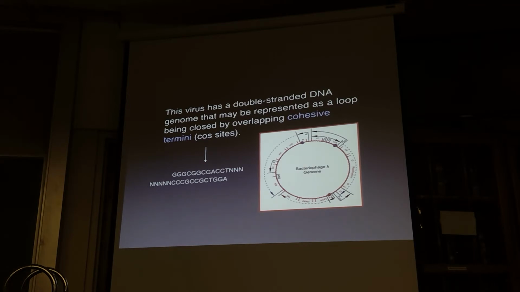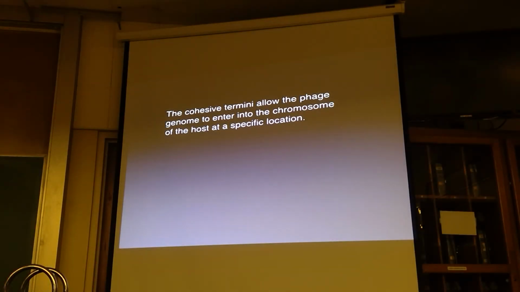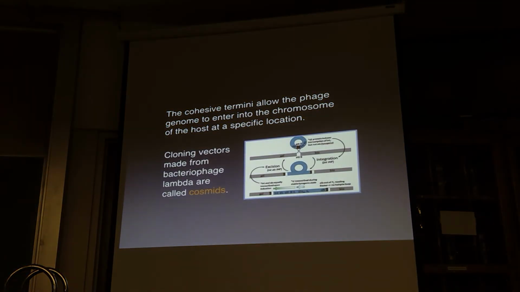That's what holds this loop in a loop. Otherwise it isn't really. Because it isn't really a loop, it doesn't require special enzymes to release or to cut it and allow it to go into the chromosome, those cohesive termini just come apart. And then this thing can insert into the chromosome. But again, it gets in at a specific location. It can't just get in any place.